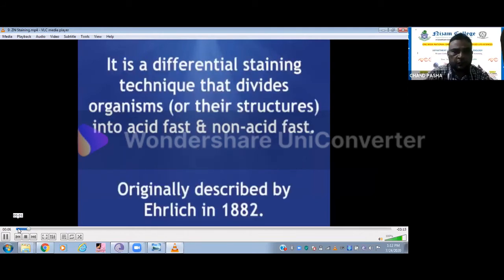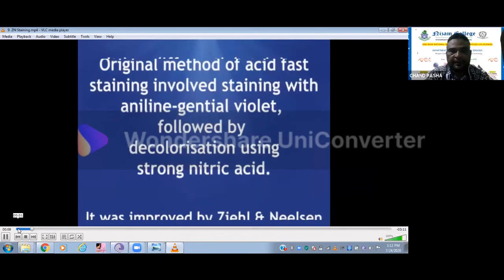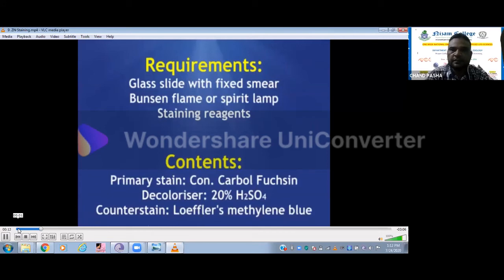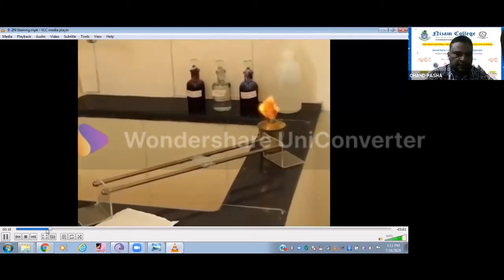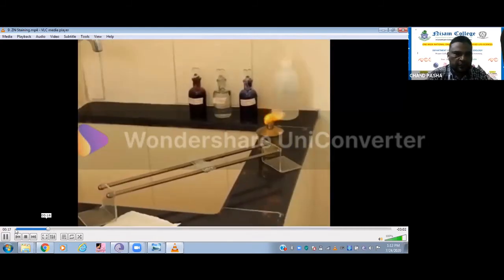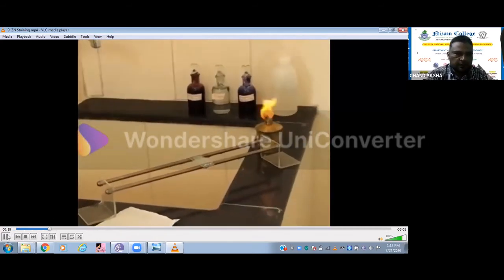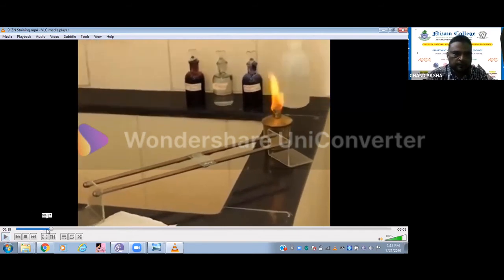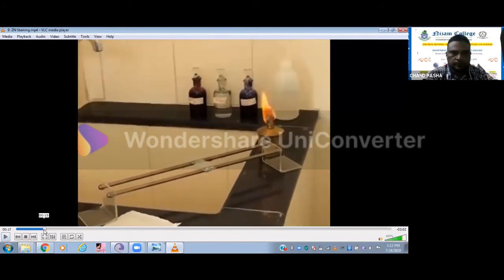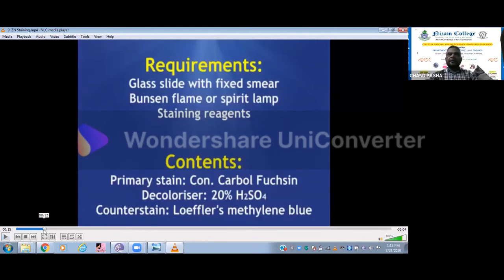It was originally discovered by Ehrlich in 1885 and was further improved by Ziehl and Neelsen. The requirement is glass slides, and here we require concentrated carbolfuchsin. And you can see the decolorizer, we are using 20% H2SO4 over here. For counterstaining, they use potassium permanganate in that case, but we are using methylene blue.